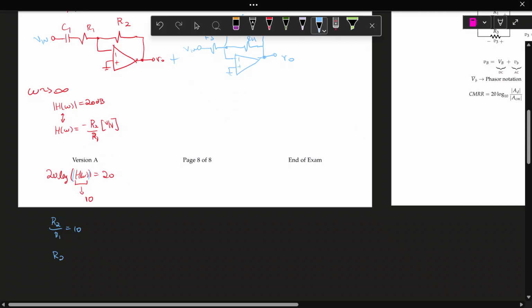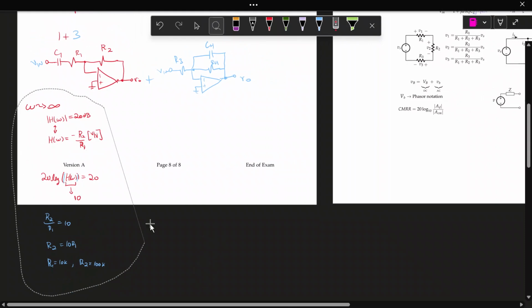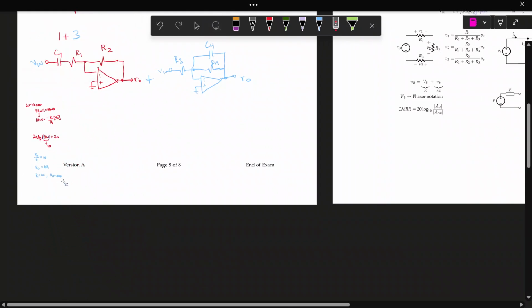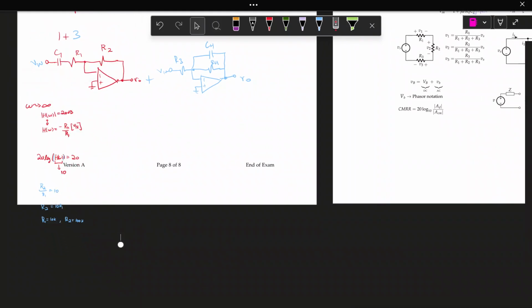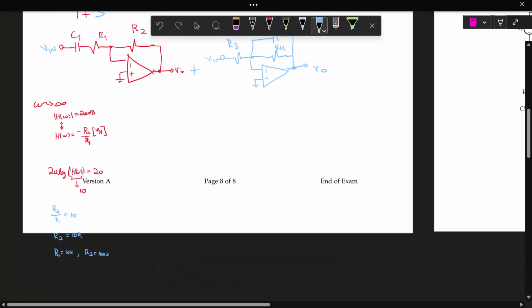So we can say R2 is equal to 10 R1, meaning we'll make R1 equal to 10K, and R2 is equal to 100K. So we found our resistor values. Perfect. I'll show y'all steps to do this after this problem. It'll make these questions so easy, like for real. If you want to skip to the end, you probably can. I'll go through them. So R1 and R2 we know.